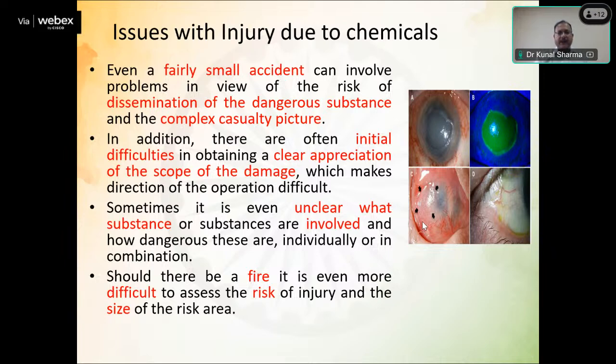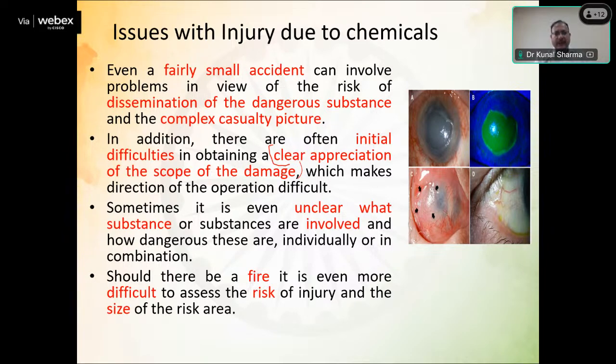In addition, there are often initial difficulties in obtaining a clear appreciation of the scope of the damage, which makes direction of the operation difficult. Why am I quoting all these things? You just focus upon the clear appreciation of the scope of the damage.